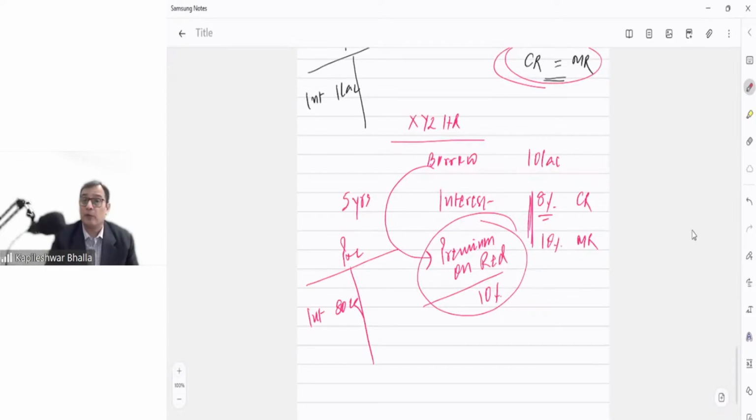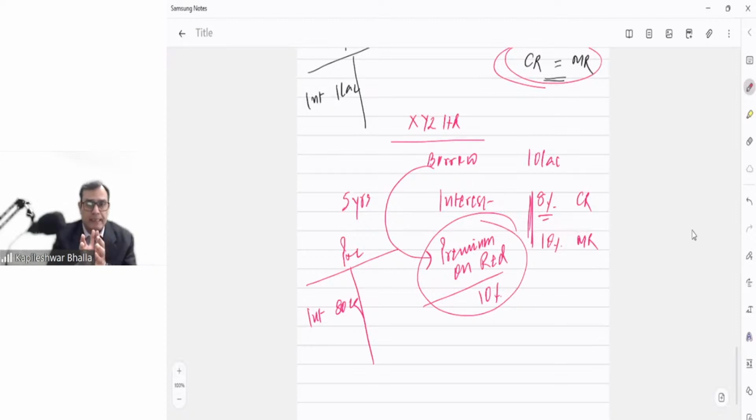And this premium on redemption, when it is paid, can be adjusted against a security premium also by the companies. I'm talking of IGAPs. Companies, when they would have paid a premium on redemption, that can be set off against the security premium at a later date. Now, let me ask you something, vouch me.